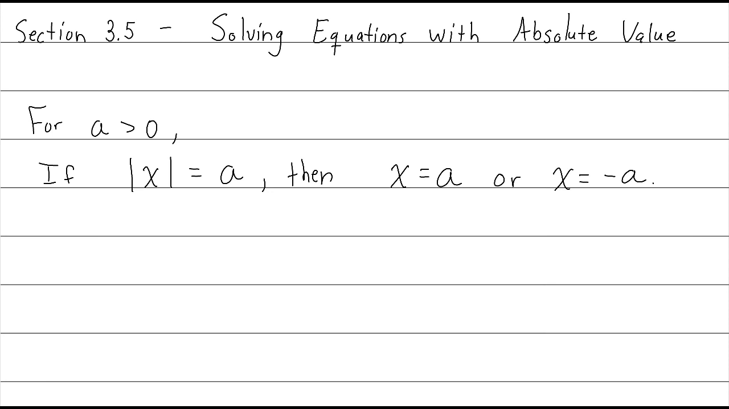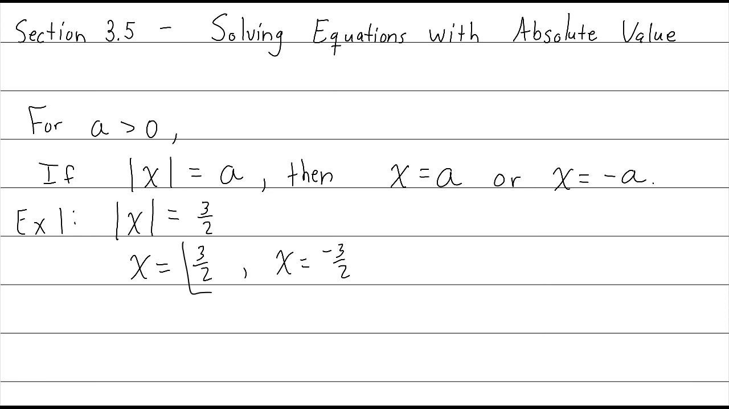So our first example, example 1, is pretty straightforward. Let's solve the equation, the absolute value of x equals 3/2. This fits perfectly: absolute value of x equals some number, and that number is positive. Well then, x equals 3/2, and we could say that x equals -3/2. Both of these are solutions to our equation. So that was an easy one.